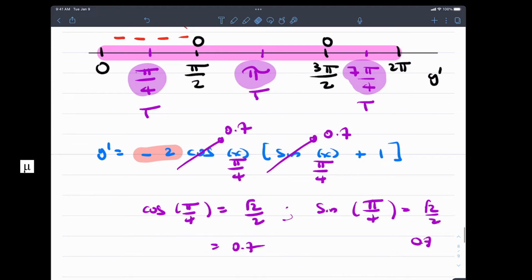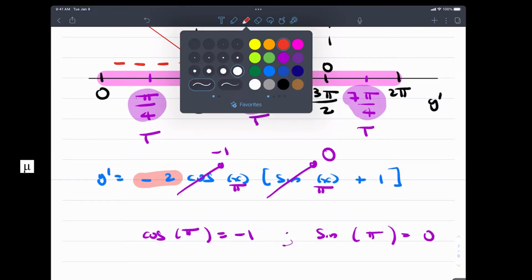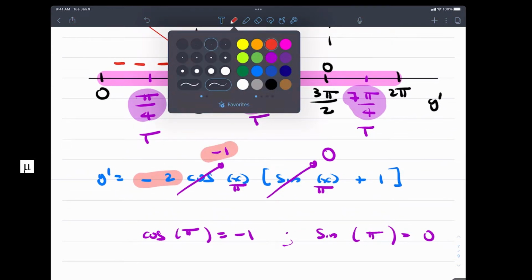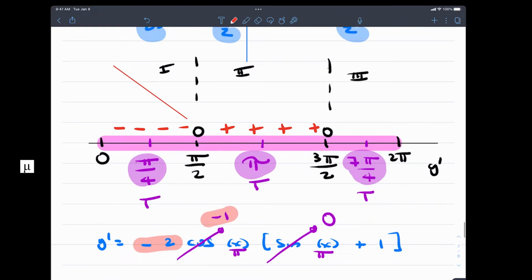What are we going to test now? Region 2. How do we test region 2? Plug in pi. What's cosine of pi? Sine of pi is 0, is that right? Cosine pi is negative 1. So I get a negative times a negative will be a positive, and 0 plus 1 is 1. Here's my point. Negative times a negative is positive. There you go. Increasing.